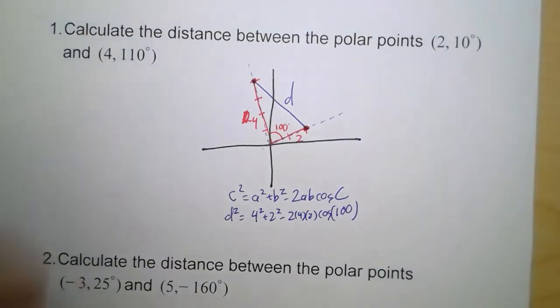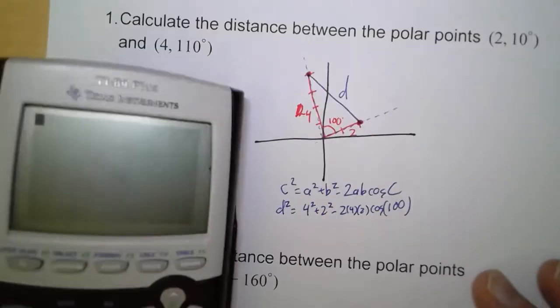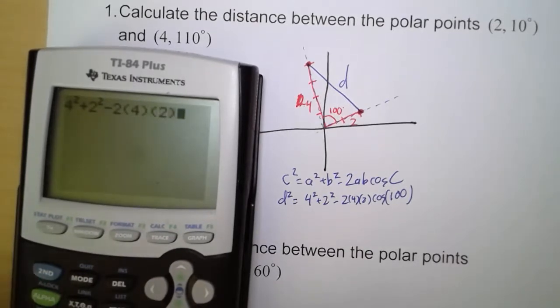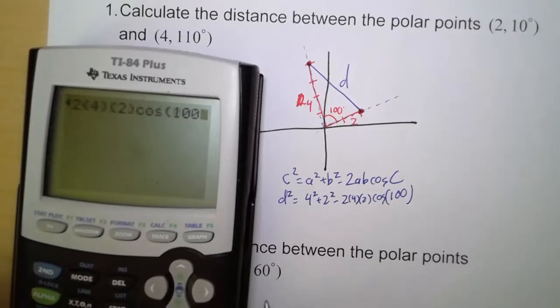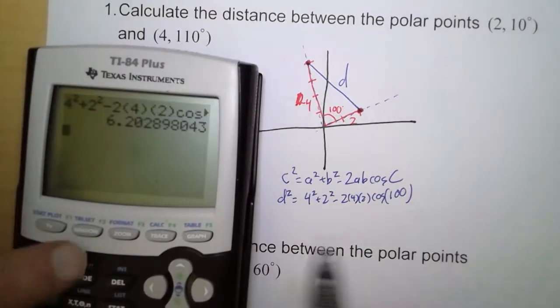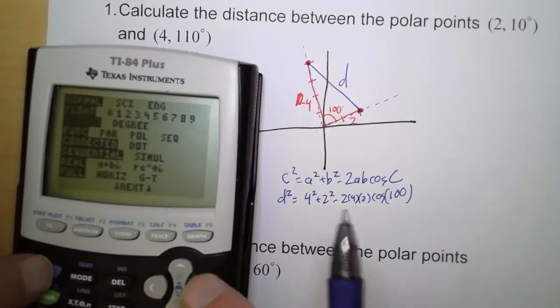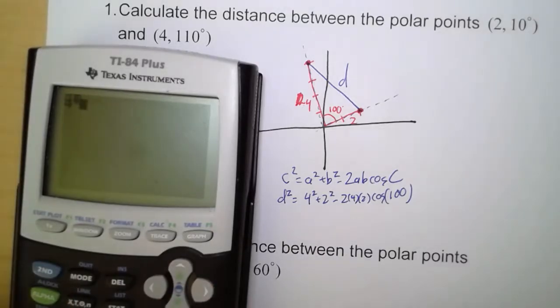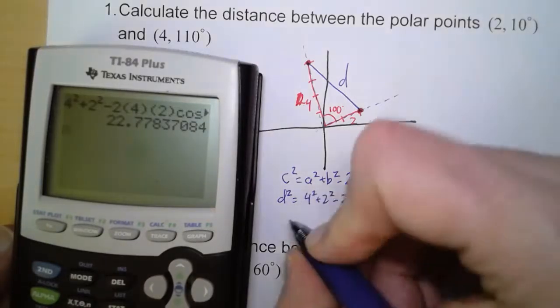All right, so I'm going to reach for my calculator and type all this in: 4 squared plus 2 squared minus 2 times 4 times 2 times cosine of 100. And just to be sure, nope, I am not in degree mode, so that number is not correct. Got to be sure you're in the right mode, otherwise your answers won't make any sense. There we go. That's a bit better.